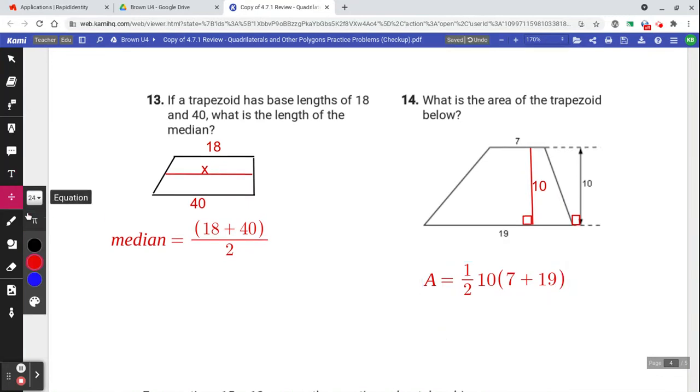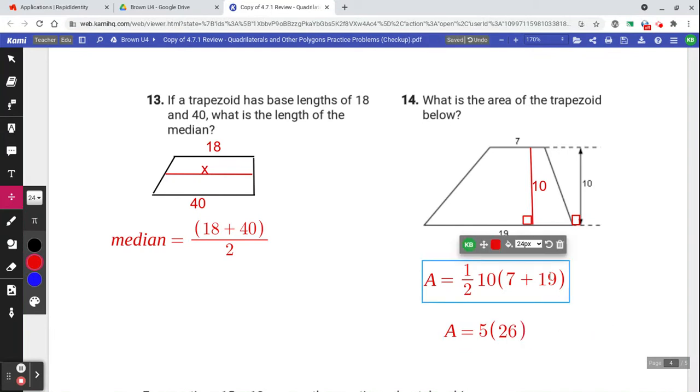I want it to be the equation. So I'm going to take half of 10. Half of 10 is easy to do. That's 5. And we'll multiply that by 7 plus 19, which is 26. And then you just have to multiply and you're done.